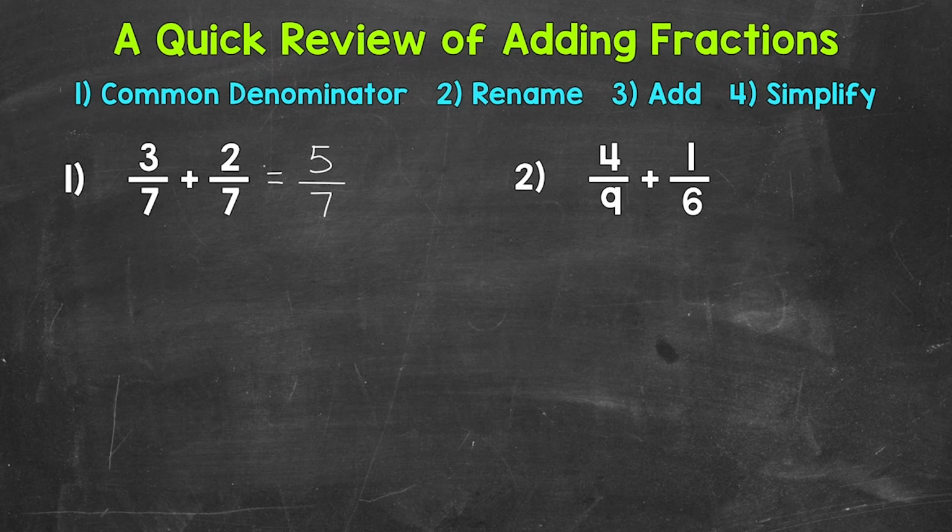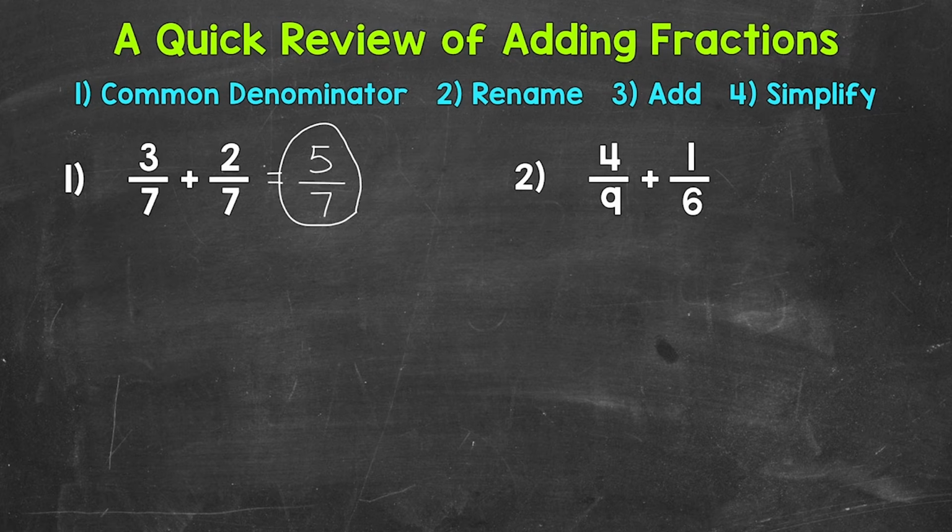5/7 is our answer. We can always look to see if we can simplify. The only common factor between 5 and 7 is 1, so we are done. 5/7 is in simplest form and our final answer. Again, for number 1, we had a common denominator of 7, so we were able to add right away. Let's move on to number 2, where we have 4/9 plus 1/6.